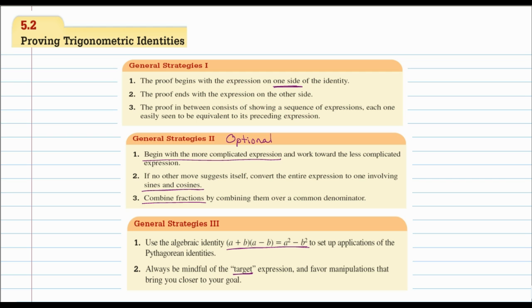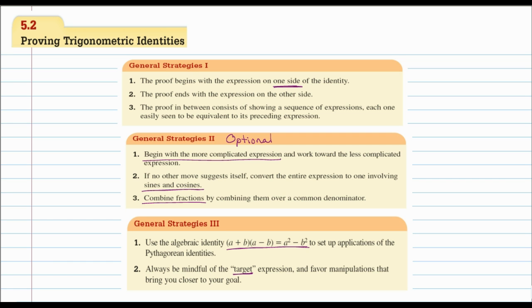We've already talked about the strategy in section 5.1 about changing everything to sine and cosines. We've already worked with combining fractions. Those are tricks you'll also see in this section. We've also talked about the difference of squares. We will be using that a lot, especially with our Pythagorean identities.